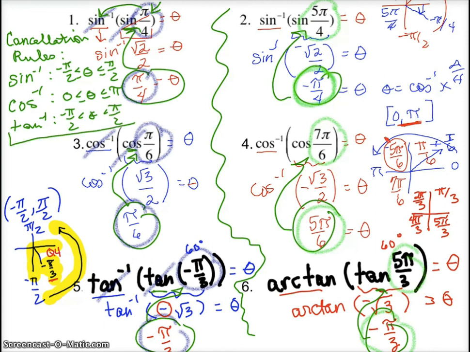If the value that you are taking the sine, cosine, or tangent of is not in this restricted interval, then you must follow order of operations to evaluate the function.